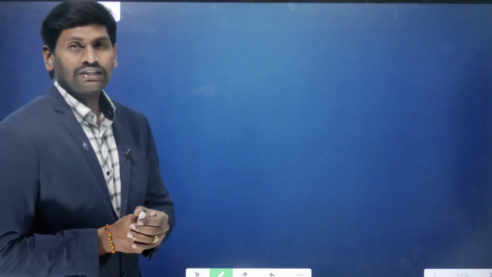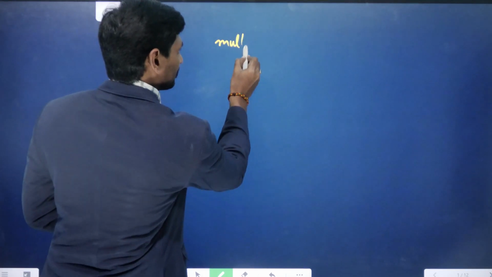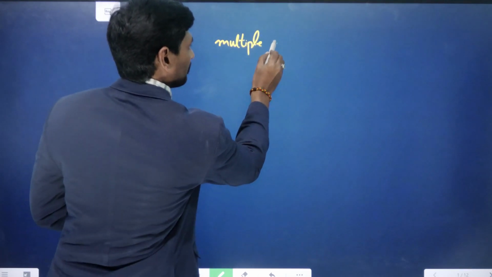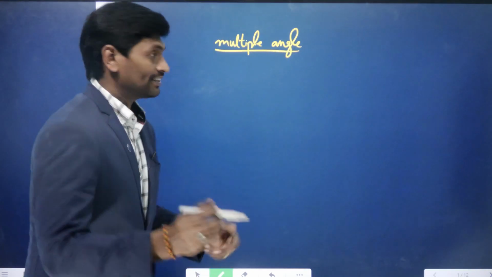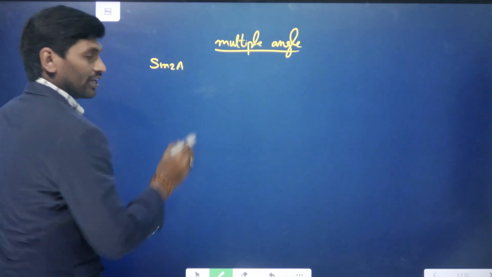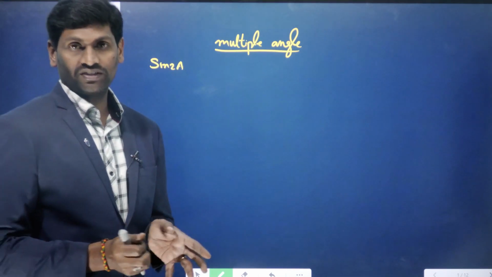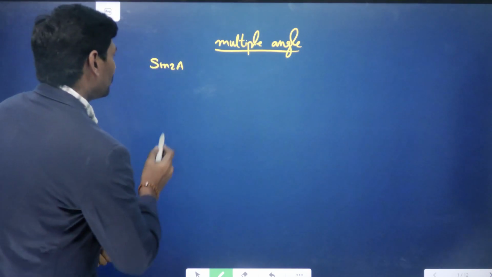Today we are going to discuss the multiple angles concept. Multiple angles in trigonometry are nothing but sin 2A, cos 2A, tan 2A like that. Multiple angles, 2 into A, 2 multiples, 3 multiples like that.